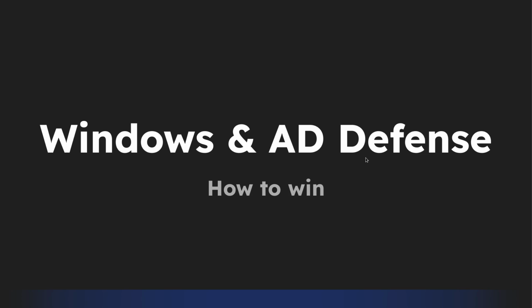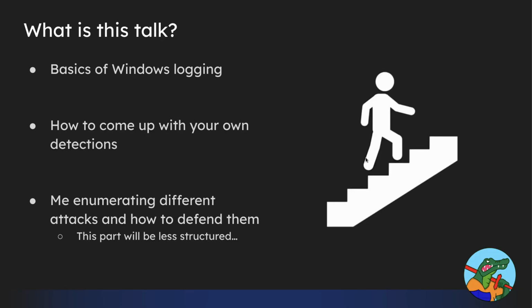So this talk is going to be about how to detect things, how to write your own detections, and a little bit about how to prevent attacks that I talked about yesterday. Now, I'm going to cover the basics of Windows logging first, like absolute basics. If you're unfamiliar, I'll show you how to come up with your own detections, and then I'm going to talk about just kind of some attacks and how to defend them. I made this talk very quickly, so it's going to be pretty short. It's going to be pretty unstructured, and it's kind of going to be me rambling a little bit. But, you know, ask questions, give me your ideas. I hope it's useful.